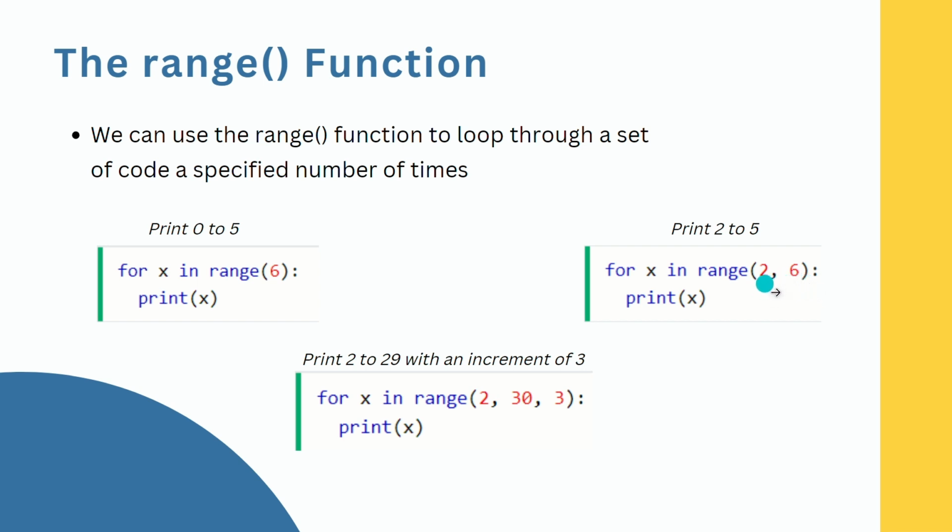So when I'm writing 2, it starts with 2, but when the upper limit is 6, it will end before 6. That is, it will end at 5. It will print 5 and it will get over.